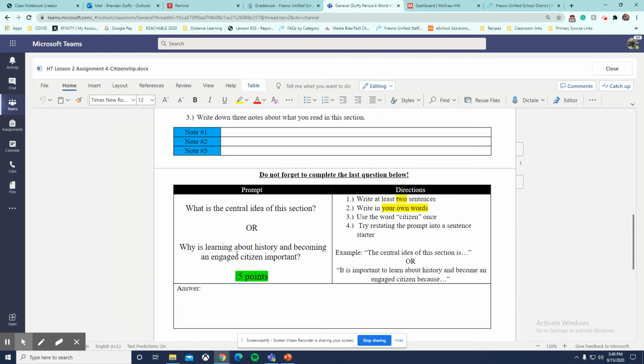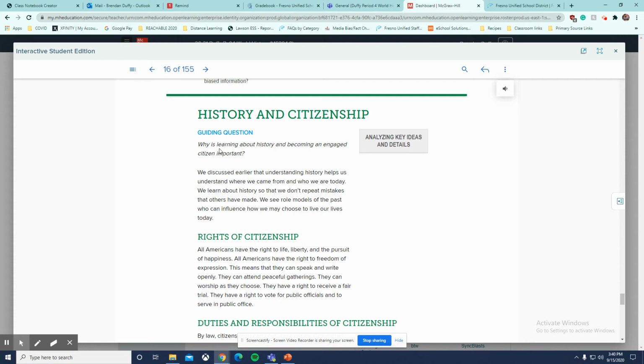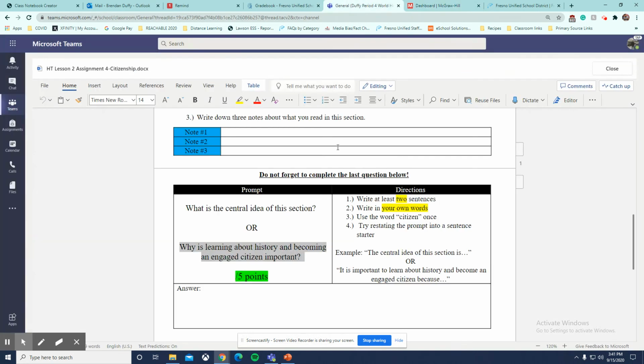Now, I also included the question, why is learning about history and becoming an engaged citizen important? And the reason why is because this will help you focus on what the central idea is. Because this question came from up here. If I scroll up, the guiding question. And I've been telling you guys that in our textbook, the guiding questions will usually help us find the central idea because it will focus what you're trying to write about. So why is learning about history and becoming an engaged citizen important? That is basically the answering this will get you the central idea.